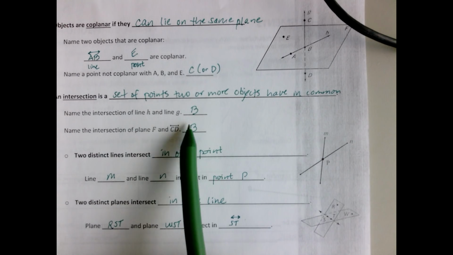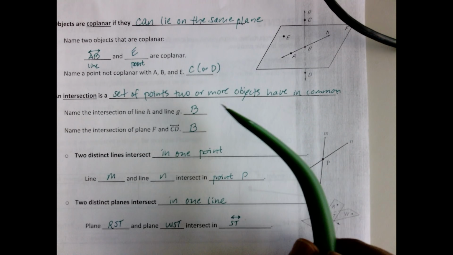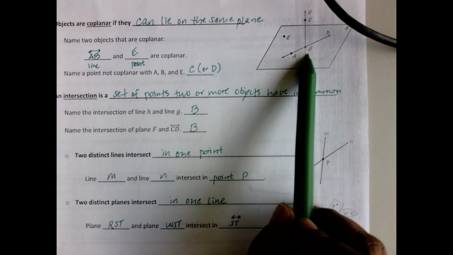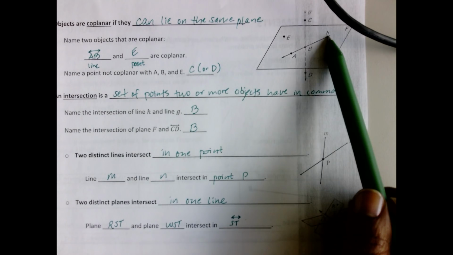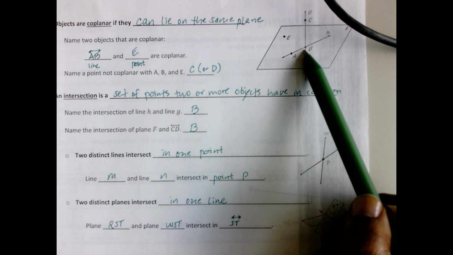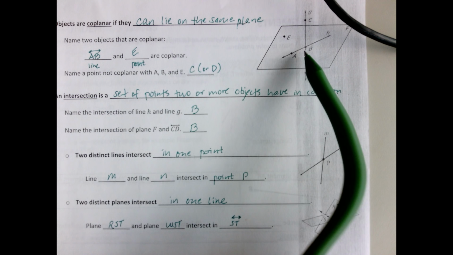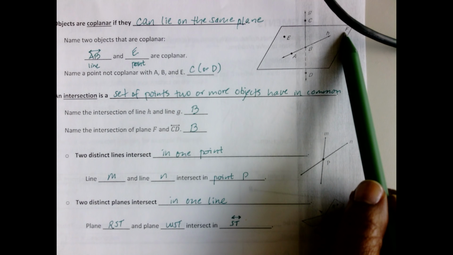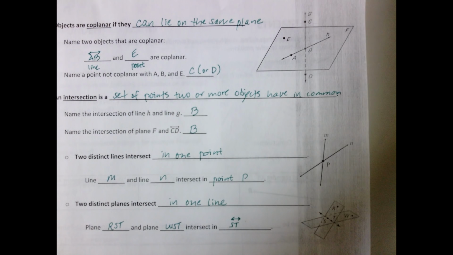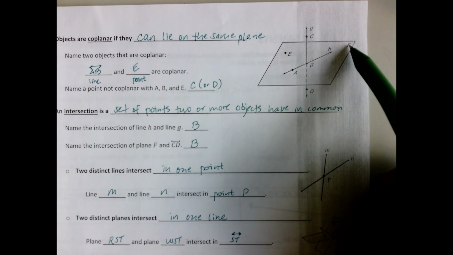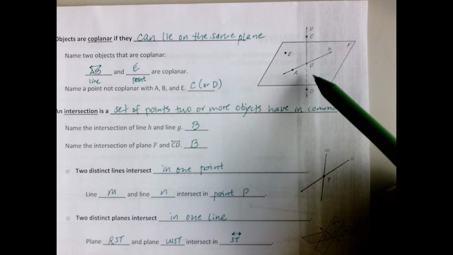But let's go back here. It says here, name the intersection, still looking at that plane. I kind of skipped ahead. Still looking at this plane right here, you're asked, what is the intersection of line H and line G? Well, they intersect right here. They both have the point B in common. Name the intersection of plane F and line CD. Plane F, that's the name of the plane. Let me move that out of the way. Plane F and line CD, so this is the whole entire plane, and line CD, they both still have point B in common, okay?